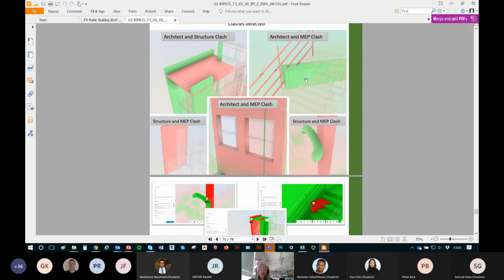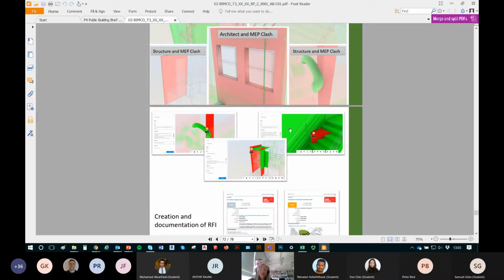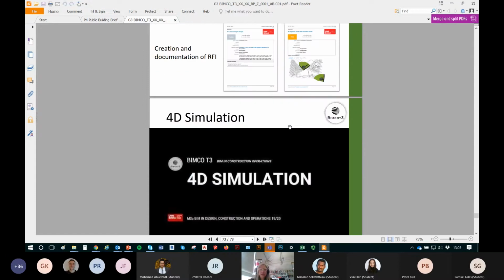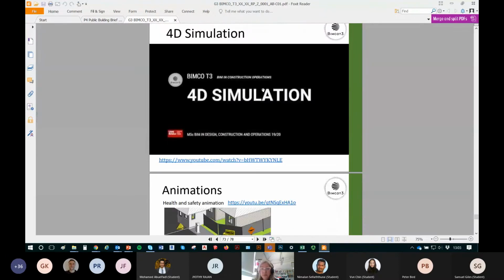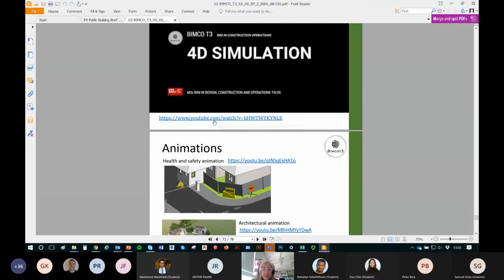Clash detected, some examples and how they came up with them. I would like to see on this stage that you're actually explaining how you managed a clash that needed to be resolved from different teams. So for example, the MEP, the architects, and the costing team, and how you resolved that if there were different teams working together. For this simulation, there is a little bit of animation here.